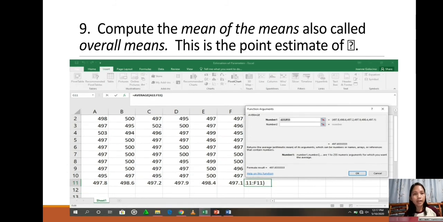Okay, for step number 9, you need to compute the mean of the means. This is also what we call the overall mean. And this is the point estimate of the population parameter. So after selecting A11 to F11, we have 497.83. Or you can have 497.8. That is the overall mean.